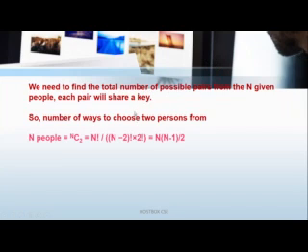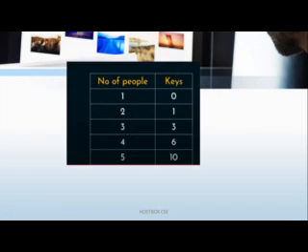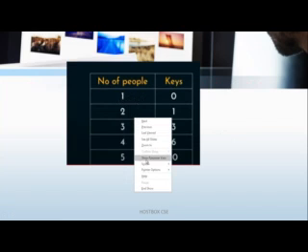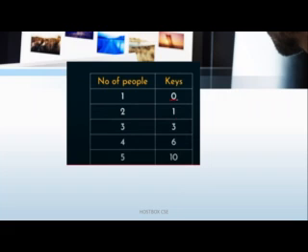The number of ways to choose two persons from n people is nC2, which is n factorial divided by 2 factorial times (n minus 2) factorial. At last we can shorten it to n(n-1)/2. Let's see an example. Suppose the number of people is 1, then there is no need for a key, so the number of keys is 0. With 2 people, we need at least one key to share the information.